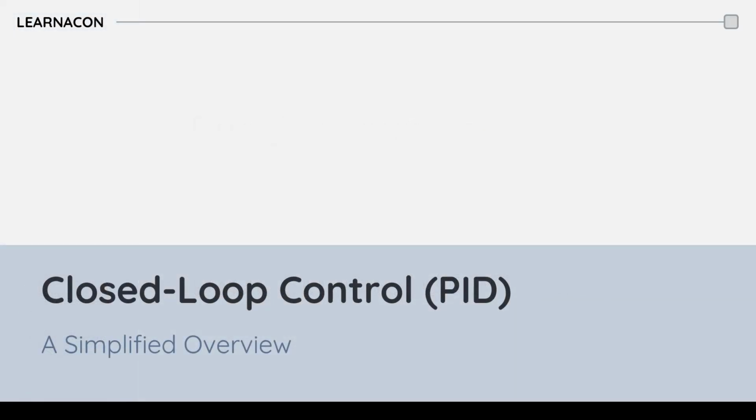Today, we are diving into PID Closed-Loop Control. This is an essential topic that every automation and control engineer needs to understand. We explore the key elements, review how they influence the system's behavior, and look at some real-world examples. Okay, let's get started.